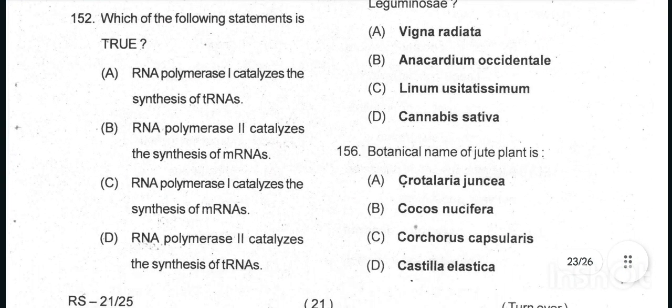Then question 152. Which of the following statements is true? RNA polymerase 1 catalyzes synthesis of tRNA. RNA polymerase 2 catalyzes synthesis of mRNA. RNA polymerase 1 catalyzes synthesis of mRNA. RNA polymerase 2 catalyzes the synthesis of tRNA. So here the correct statement is option B. RNA polymerase 2 catalyzes synthesis of mRNA.